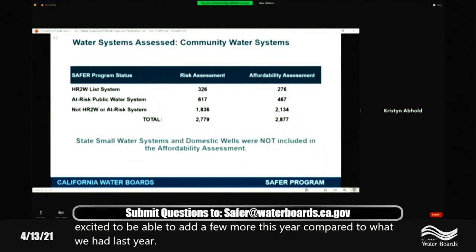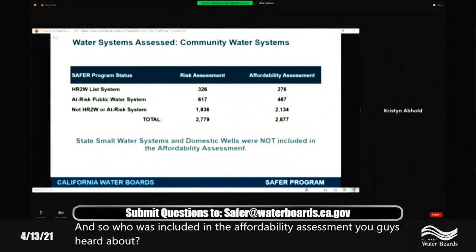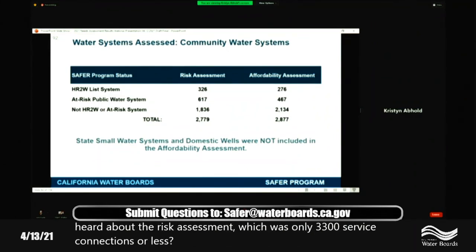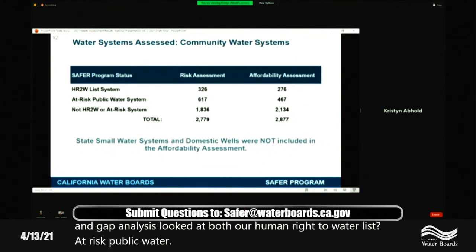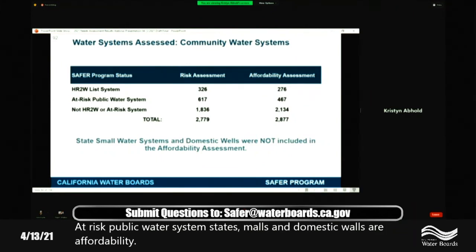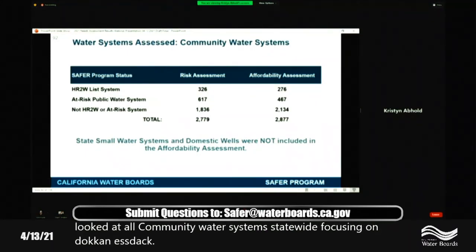So who was included in the affordability assessment? You guys heard about the risk assessment, which was only 3,300 service connections or less for public water systems. Our cost assessment and gap analysis looked at both our human right to water list and our at-risk public water systems, state smalls, and domestic wells. Our affordability assessment is different. Our affordability assessment looked at all community water systems statewide, focusing on DAC and SDAC water systems.